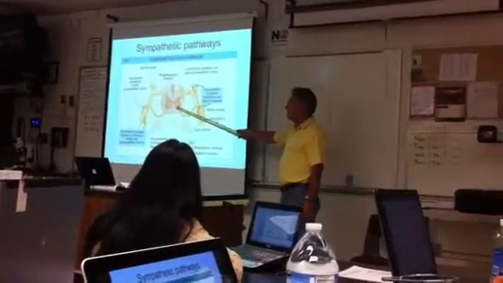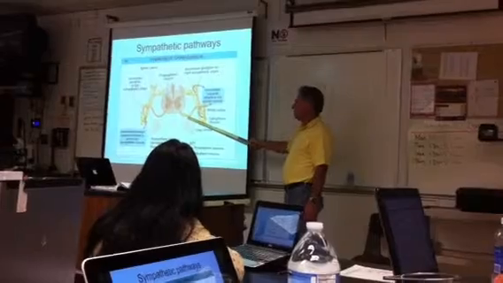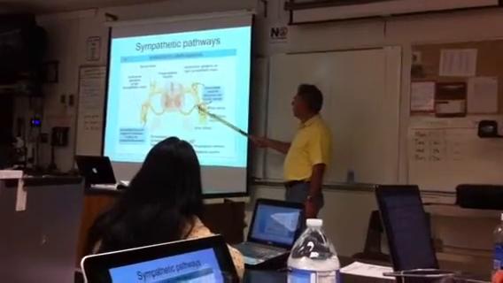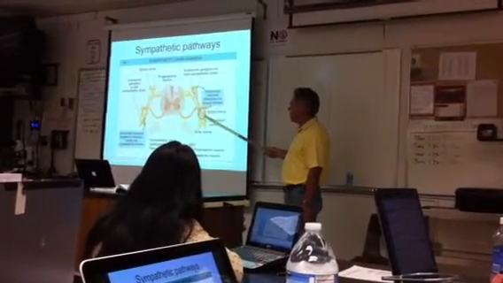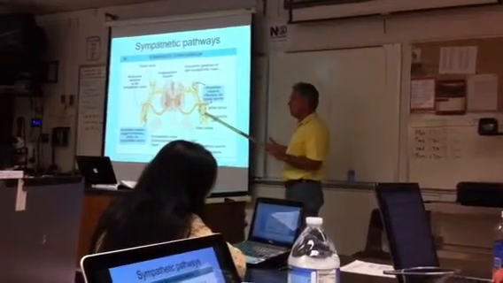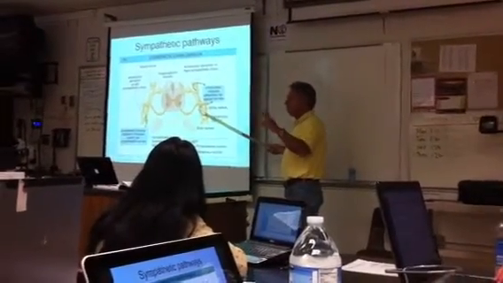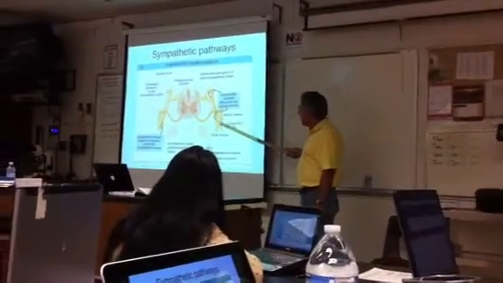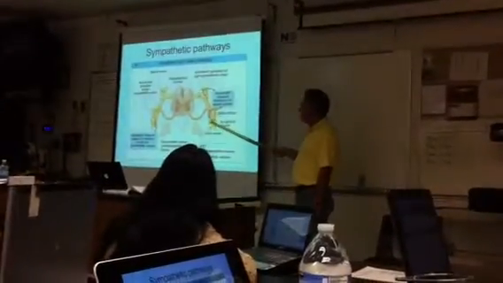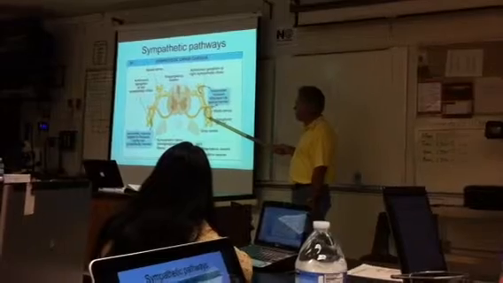The same fiber, because it's the same fiber, comes out, it's white, right? Comes out, this is spinal nerve, goes into the white ramus, right? But, for whatever reason, for whatever nerve we're talking about, or for whatever organ it's going to, it doesn't synapse in this ganglia. You can see, follow the red line.